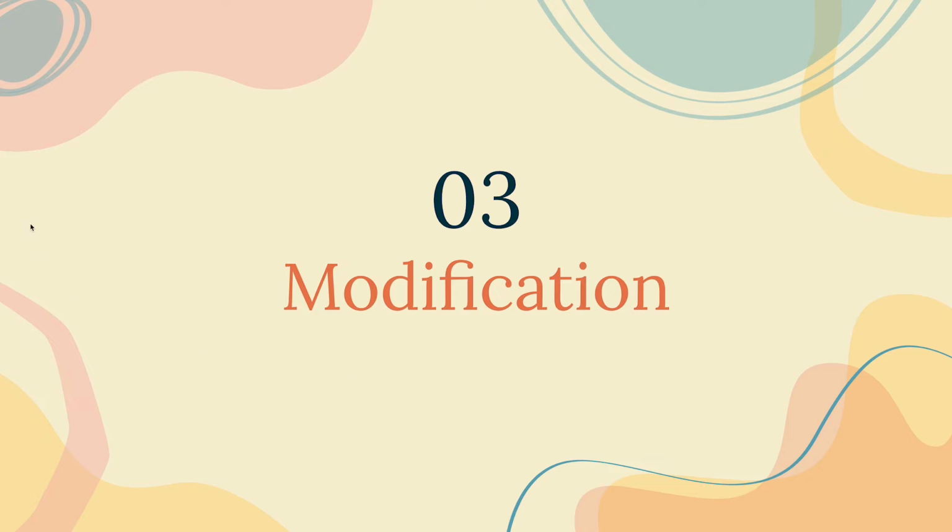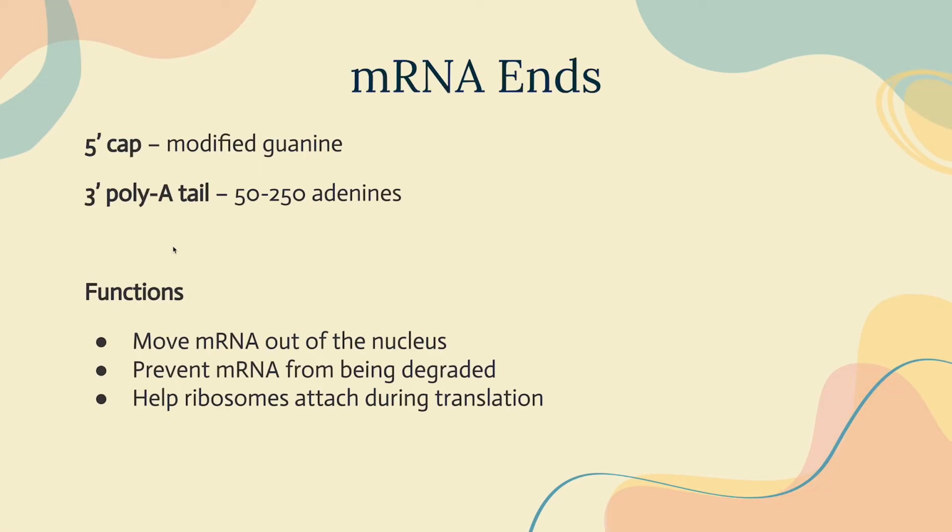Okay, next up is post-transcriptional modifications. It's important to note that these only happen in eukaryotes. Bacteria and prokaryotes don't need to do these things. At the end of our pre-mRNA, we add a 5' cap at the 5' end. This is a modified guanine. And at the 3' end, we add a poly A tail, which is about 50 to 250 adenines.